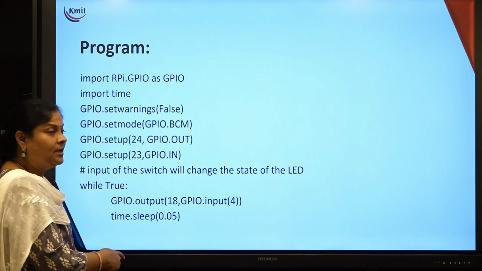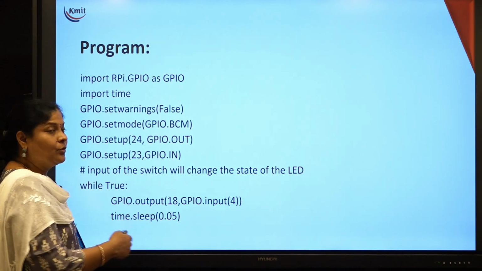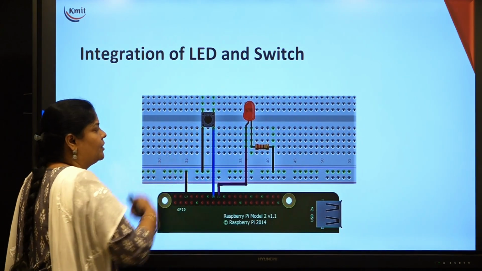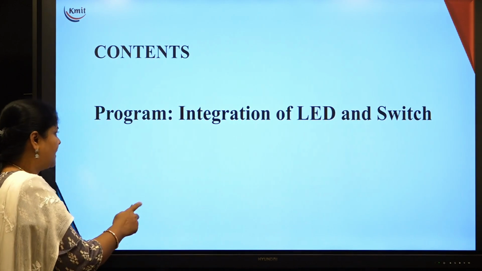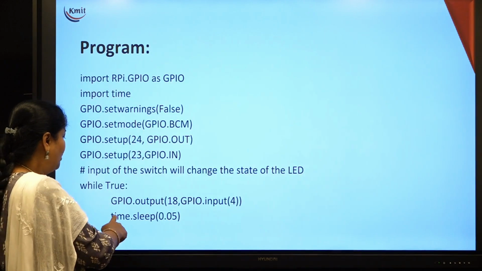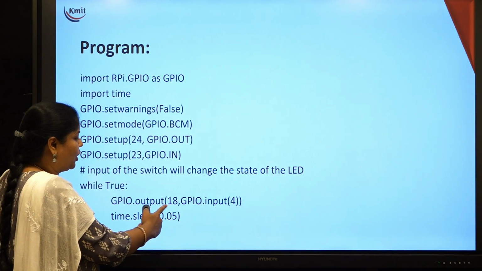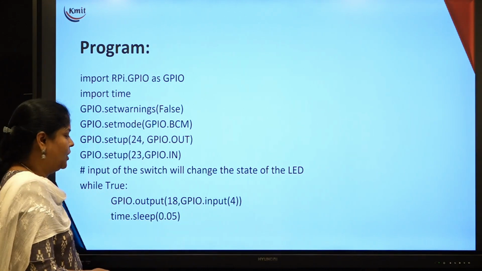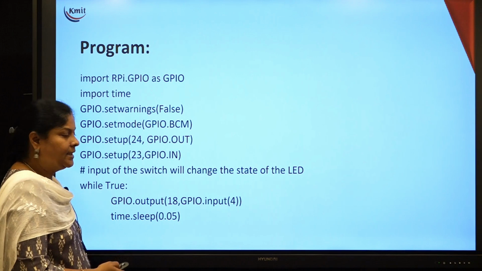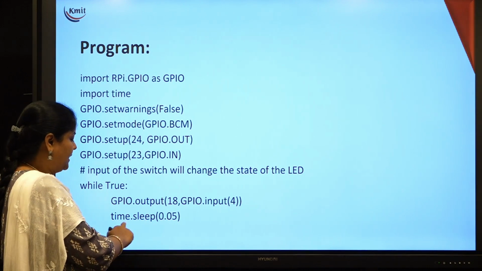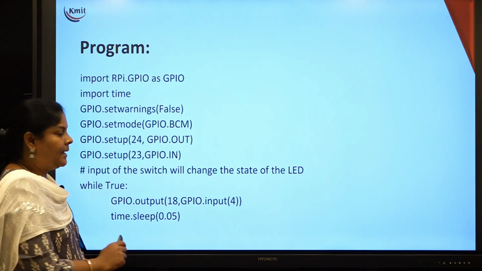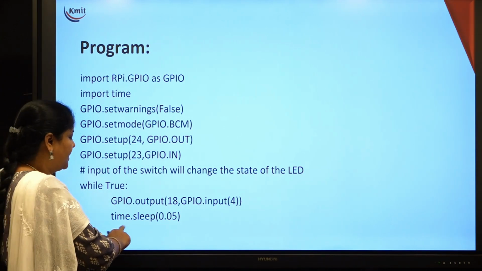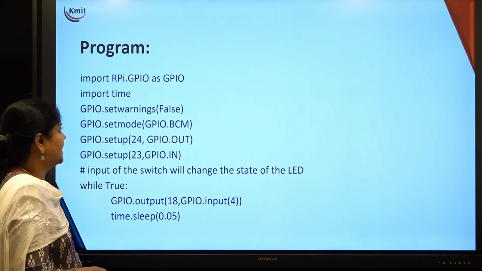Next, you are writing the while loop, to decide to which pin you are going to connect the LED and to which pin you are going to connect the switch. For that you are writing the while loop. In while loop we are telling GPIO.output 18, GPIO.input of 4. So, on the 18th pin we are connecting the LED. Next, time.sleep. For some time, there is a waiting time where the LED is on, you are waiting and then LED is off. For that you are writing the method time.sleep.